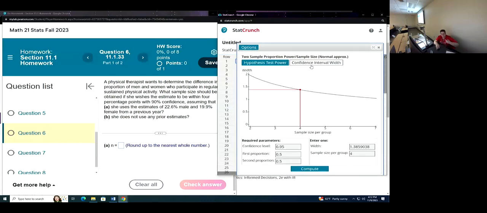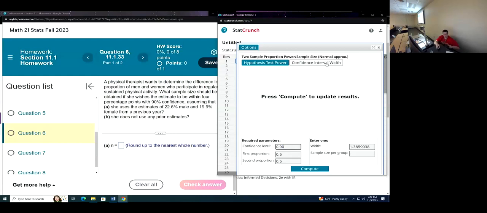They give us a confidence interval. They said 90% confidence, so I'm going to change this to 90%. Make sure you're on confidence interval with tab if you do this. First proportion will be 22.6. We want to write it as a decimal, so 0.226. And second proportion is 19.9 as a decimal, 0.199.